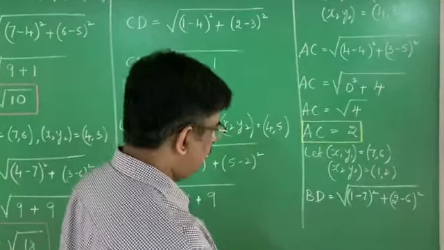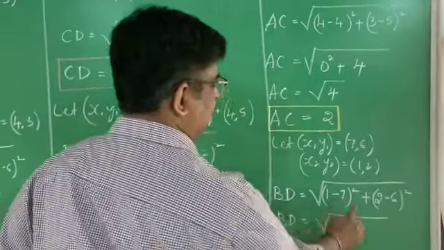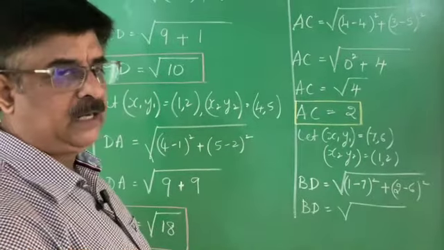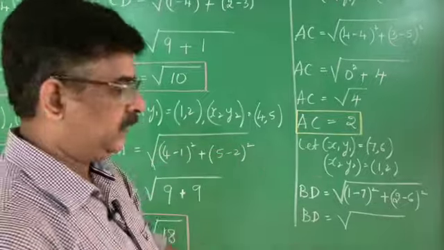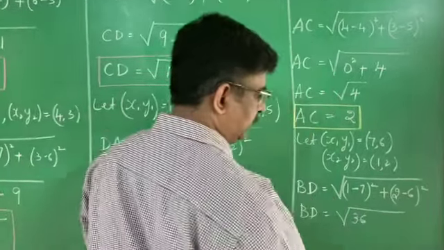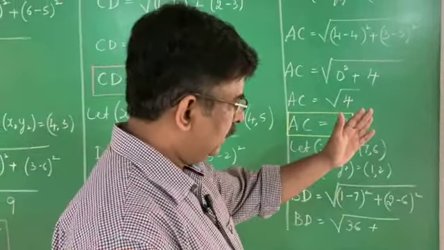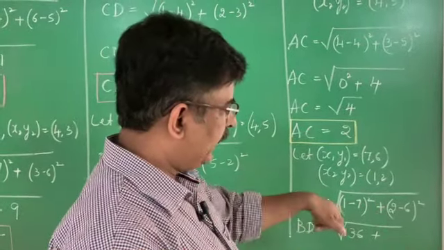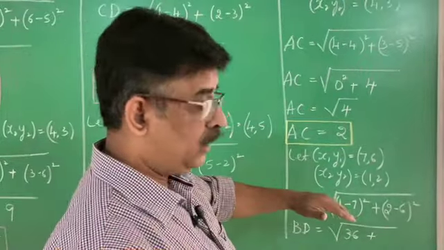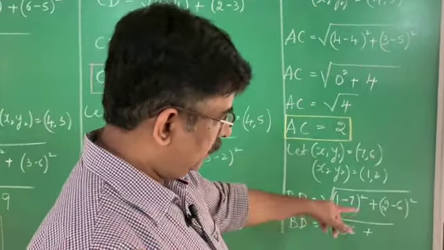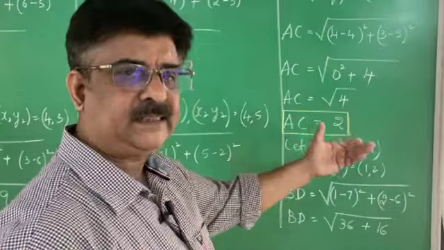Again, this is a skill part. 1 minus 7: subtracting a bigger number from the smaller number, you get a negative number, so minus 6 whole square, which is 36. Plus 2 minus 6, the same way, subtracting a bigger number from the smaller number gives a negative number. 2 minus 6 is minus 4. Minus 4 whole square is equal to 16. 4 square is 16.